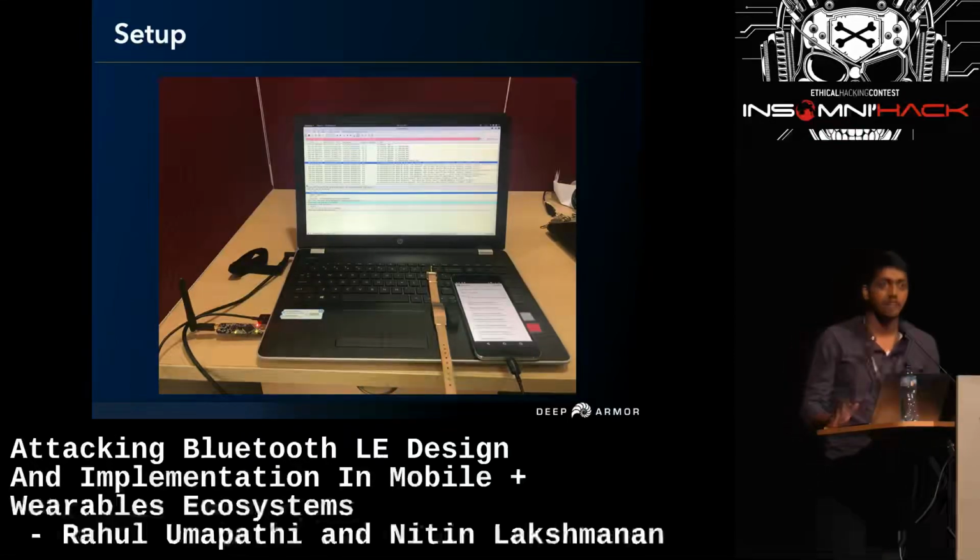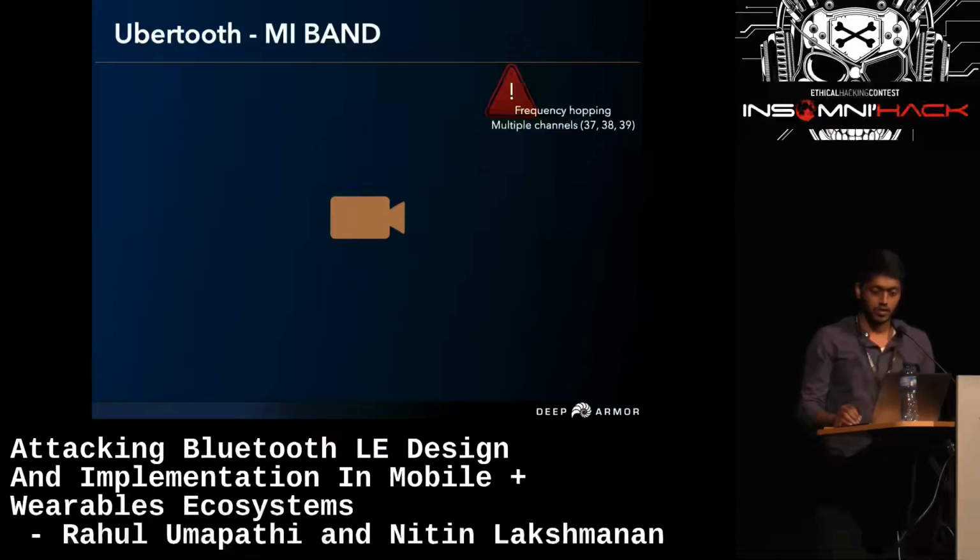This is how the setup looks. We have the phone and the MI band near the attacker, who is connected to the laptop. A laptop with Ubertooth connected is the attacker, and we have the phone and the MI band app. Since a typical conference has lots of Bluetooth devices and gadgets, and Bluetooth pairing happens on multiple channels, 37, 38, 39, due to the frequency hopping, we are not conducting this demo live. We have recorded the session and will show it to you now.